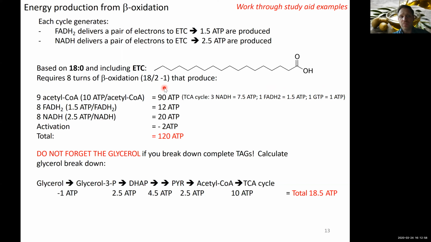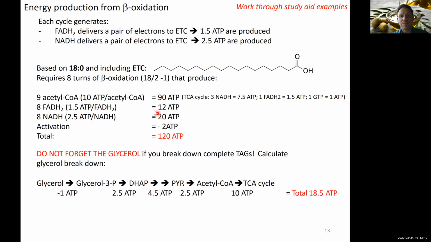Then in beta oxidation, we're also releasing per round 1 molecule of FADH2 and 1 molecule of NADH. So 8 for both, doing 8 turns of beta oxidation. If we're adding this up, we're getting 12 ATP for FADH2, and we're getting 20 ATP for NADH.